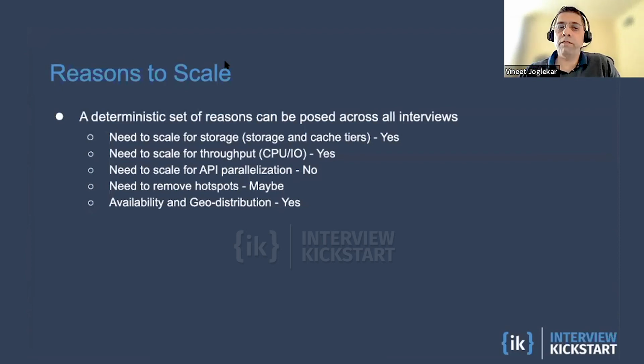If you have a lot of data to be stored in cache, obviously one machine is not going to be enough. Throughput: if you have a large number of requests coming in, you will need multiple machines handling those requests so that one machine doesn't become a bottleneck. Hotspot, same thing. If you're using sharding, you'll take care of that. And availability and geolocation are basically for any distributed system. So these are the reasons why we need to scale. Just having one machine is not enough. We need to go the distributed way.